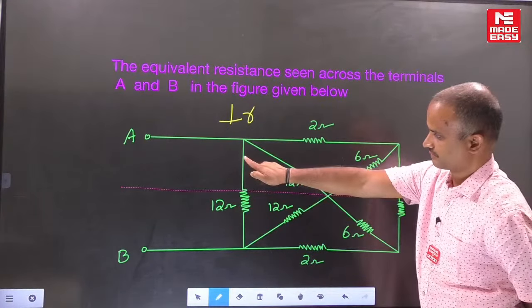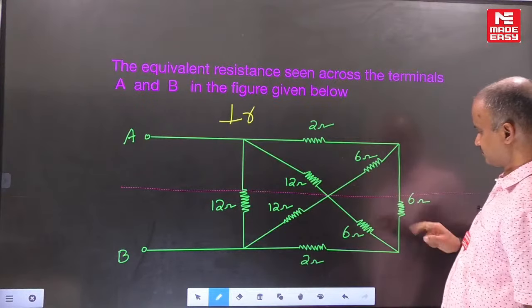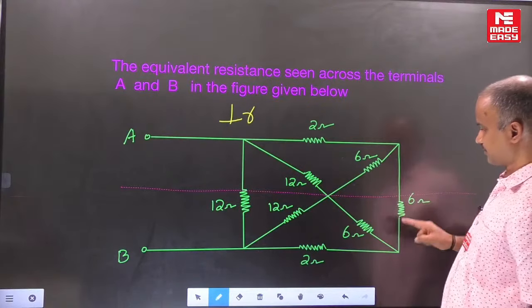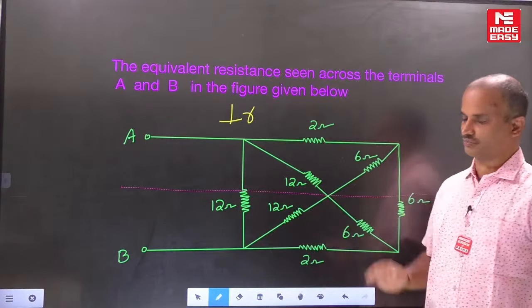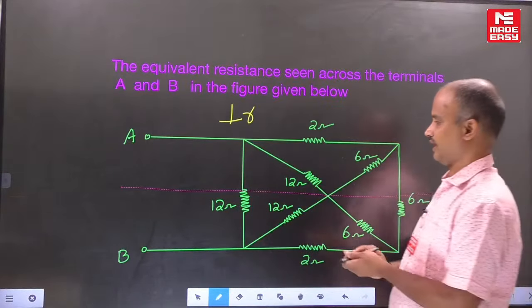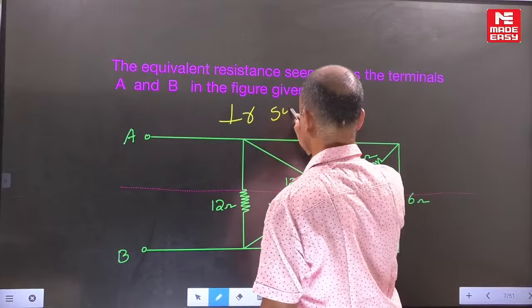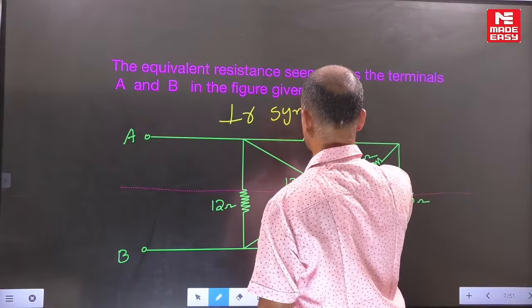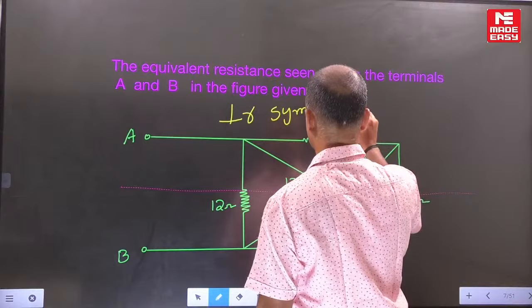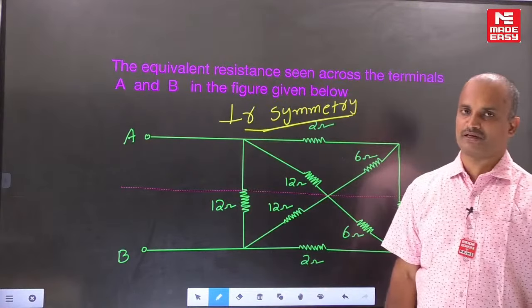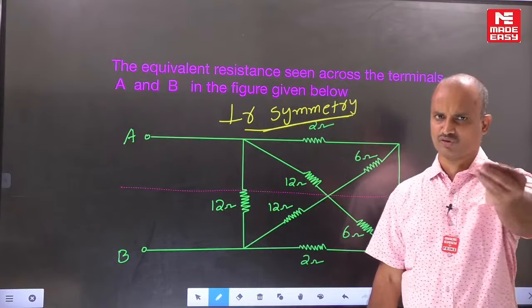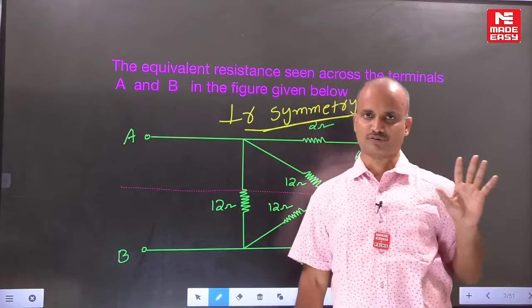This 12 we can separate as a 6 and a 6. The 6 we can separate as 3 ohms and 3 ohms. With respect to the dotted line, the upper section and lower section are both exactly identical. Identical means we can use the word symmetry. So in this example, with the help of perpendicular symmetry, let us solve the problem. Later you can verify the answer by using star delta transformation also.